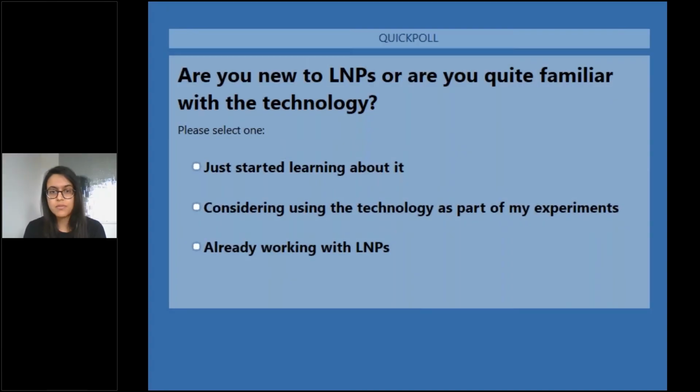So if you've joined the platform, you should be able to see a pop-up on your screen with the question. I'd like to ask you, if you're new to lipid nanoparticles, liposome technology, or you're quite familiar with this and you've had some experience making or using LNPs for your application. So if you can, please answer the question on your screen, that'd be great.